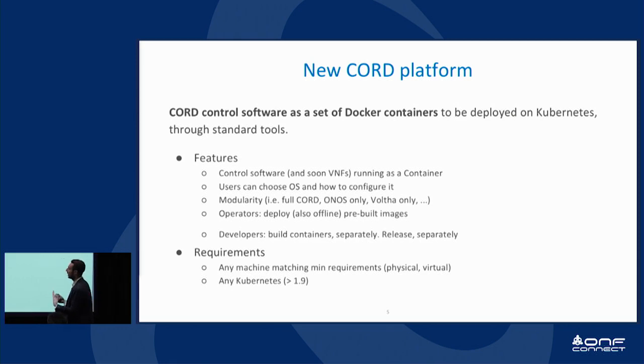So what's really CORD about? CORD is a control software distributed as a set of containers deployed on top of Kubernetes. Now, leave aside for a second that Kubernetes is the hype right now. I can tell that compared to VMs it works pretty well for me, honestly. I like it. But there are lots of advantages that come with it, right? So first of all, the control software is just running as a container. And that's what we really focus on.